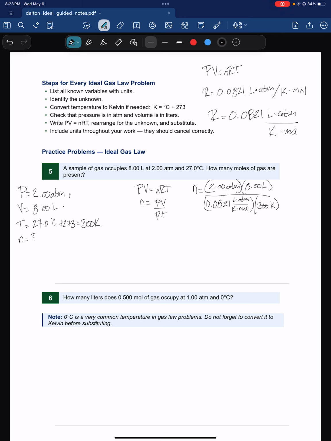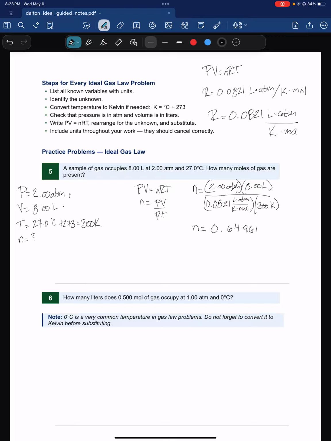All right. Now we can go ahead and grab our calculator. 2 times 8 divided by 0.0821 divided by 300. All right. So what I got was 0.64961.